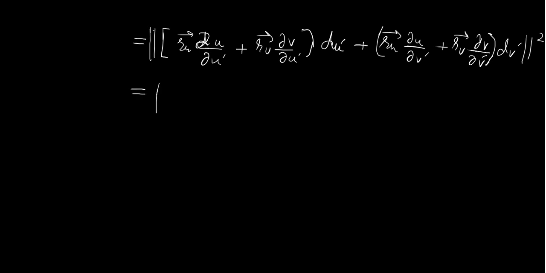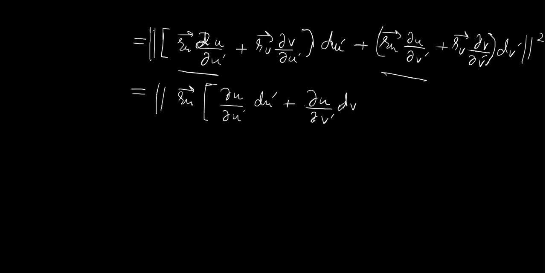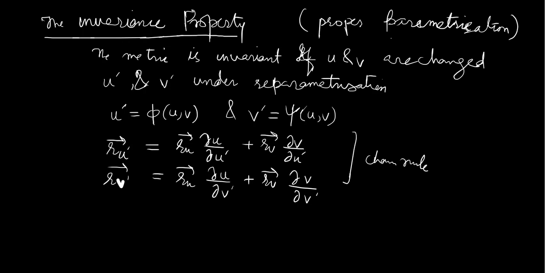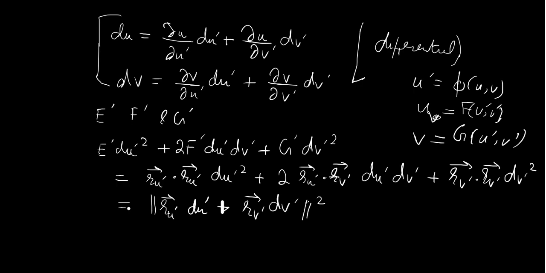Now I can just rearrange these, which I believe you can do yourself. I take r_u common from here and from here. So what do I get? If I take r_u common, I will get ∂u/∂u' du' plus ∂u/∂v' dv' plus r_v. Similarly, I take these two terms and take r_v outside. So I will get ∂v/∂u' du' plus ∂v/∂v' dv', whole squared. Now I use my earlier equations, these two equations, that du is equal to this thing. I use these two equations and substitute these values exactly.